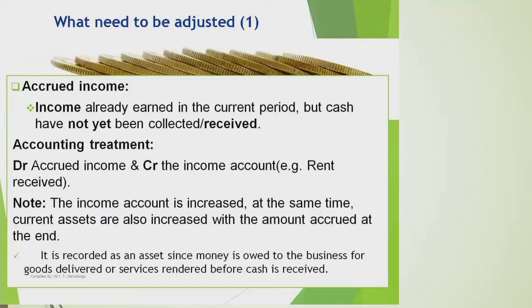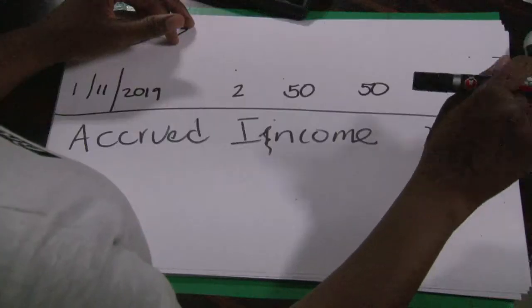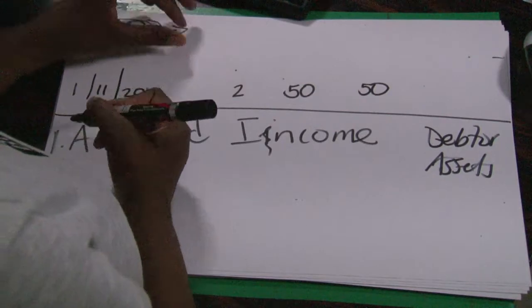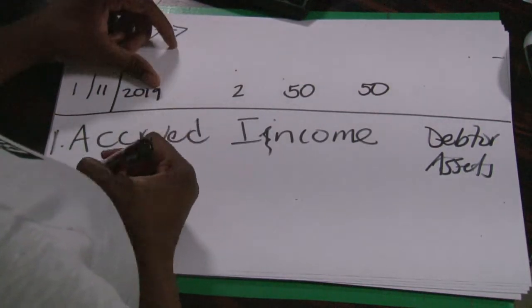We have delivered our services to our clients, but our clients haven't paid us yet. So they are owing us. So they become our debtors. That's why I'm saying accrued income is an asset. Then we have the next one, which is accrued expenses.